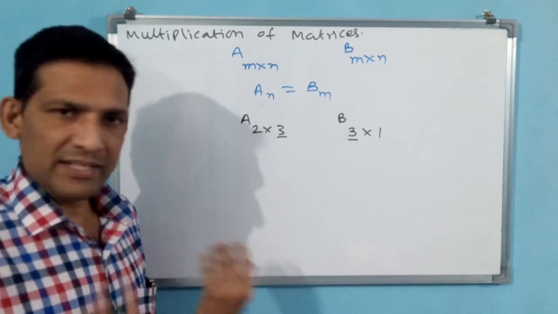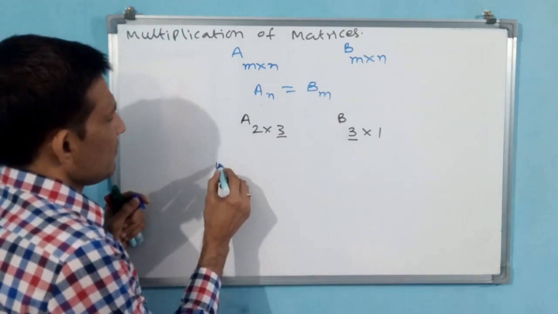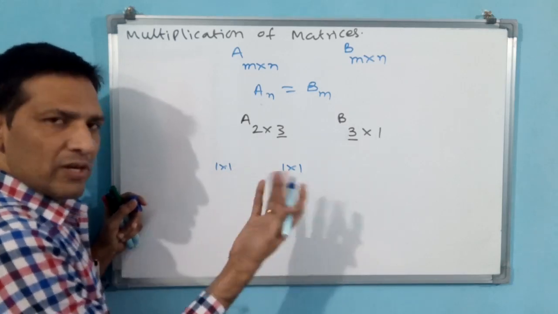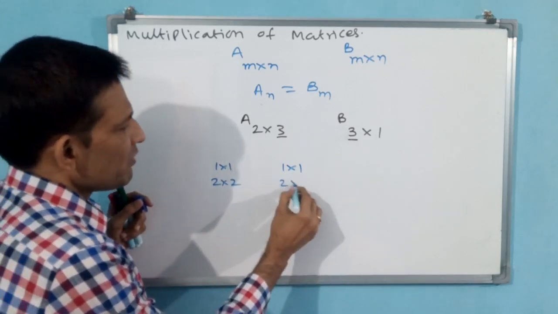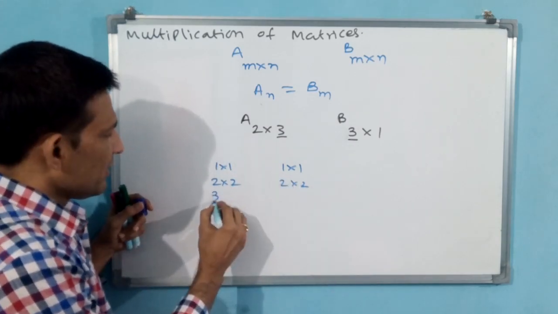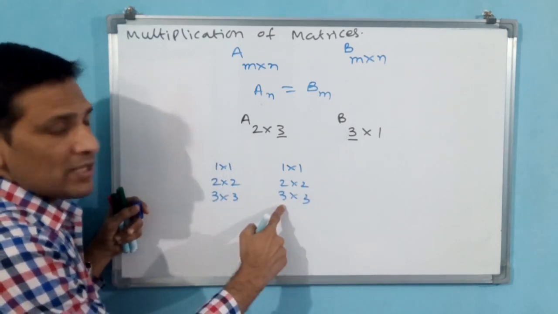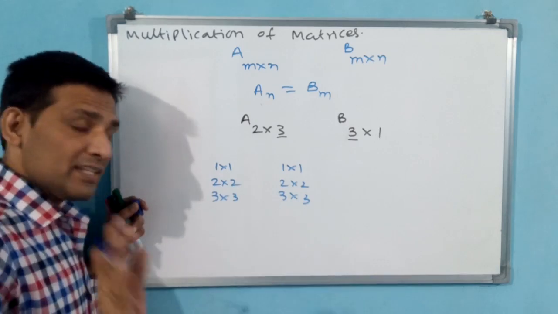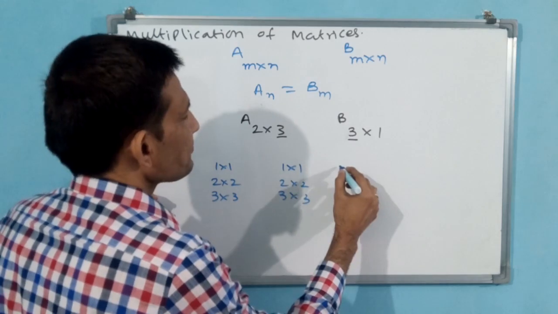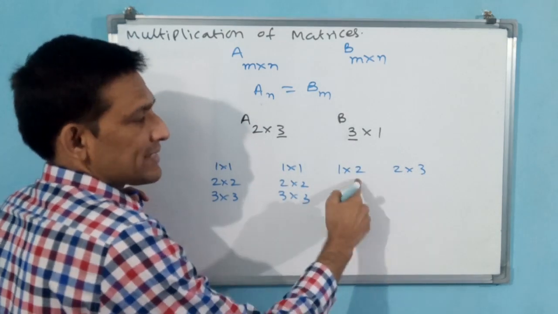See, if 3 by 3 is there, well and good. Why? Because see here, 1 by 1: column is 1, row is 1. 2 by 2: here also column is 2, row is 2. 3 by 3: column is 3, row is 3. 3 is equal to 3. But even if this is not available, you can do it. How? You see here, 1 by 2, 2 by 3. The 2 matched. Yes, this is okay.